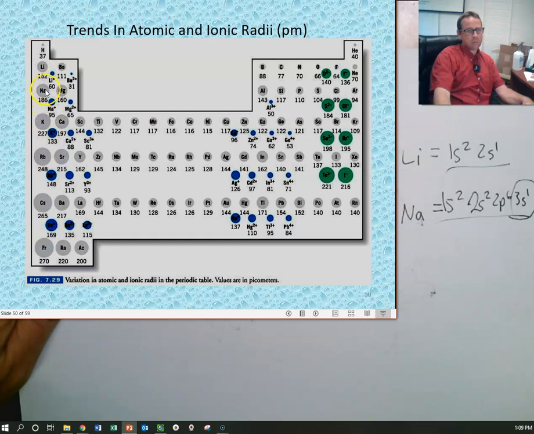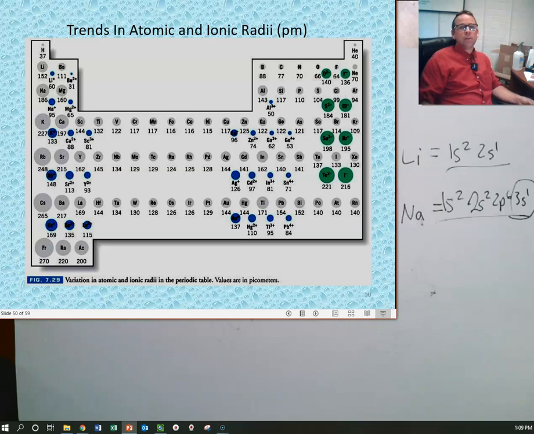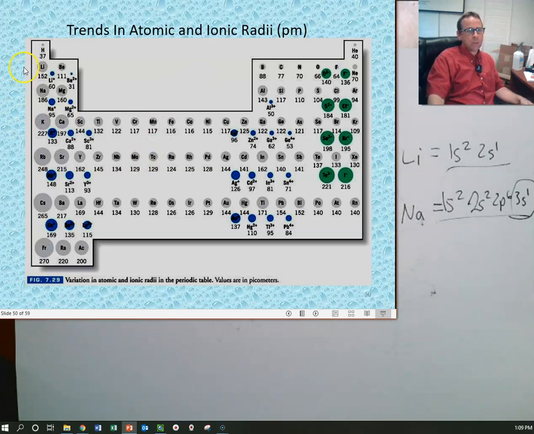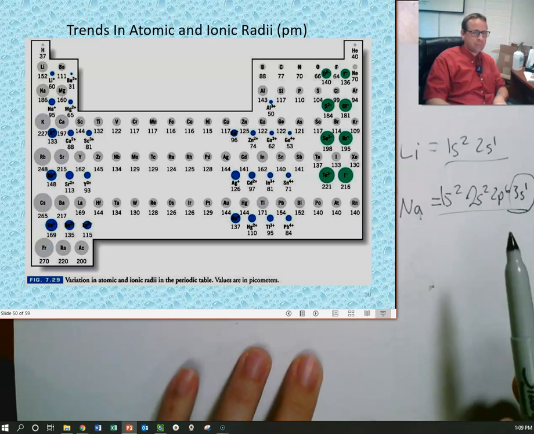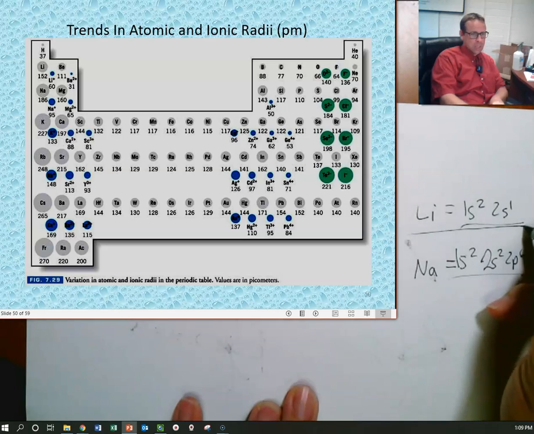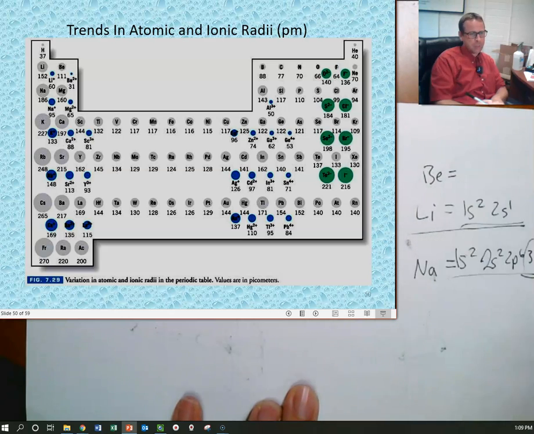So as you have more shells, then it's not a surprise that the atom is larger. Okay? Now, why is it that, for example, when we move to the right along these shells, the atom actually decreases in size? So why is beryllium smaller than lithium? Well, let's look at the electron configuration for lithium and compare it to that of beryllium, right?